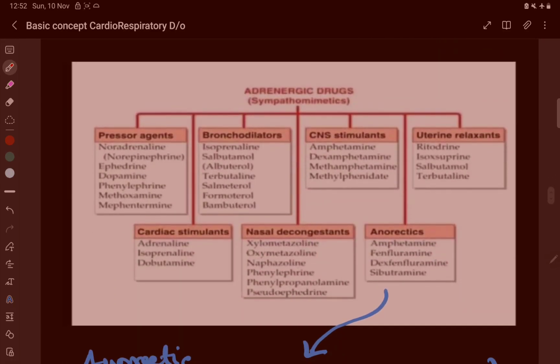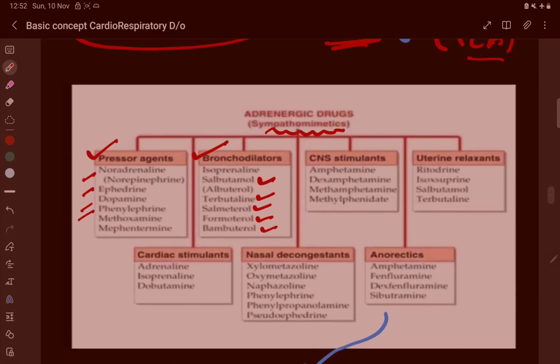Now sympathomimetics are very important. What are sympathomimetics? All the pressor agents: noradrenaline, ephedrine, dopamine, phenylephrine. Then bronchodilators like terbutaline, salmeterol, salbutamol, formoterol, vilanterol. The CNS stimulants like amphetamines, methylamphetamines, methamphetamines. The cardiac stimulants like adrenaline, dopamine, isoprenaline.